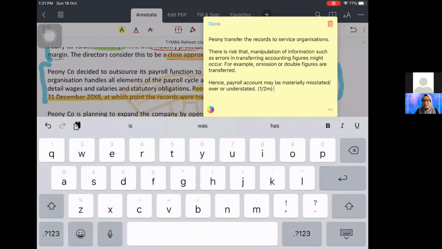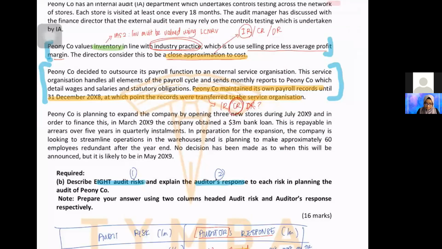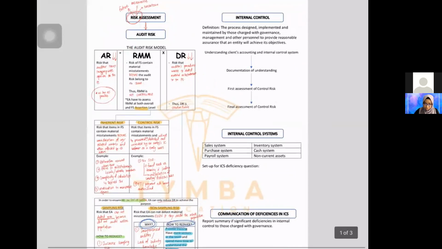So in conclusion, if you have no idea is it over or undervalued, you write materially misstated or over or undervalued in your answer. Kalau you tahu clearly that the risk would give rise to overstatement of figures, then you just use overvalued or overstatement. If you know that the risk would give rise to understatement of figures, then you write understatement or undervalued of certain account. Make sure the name of the account is correct. Okay, that's good. Right, now we can move to internal control.